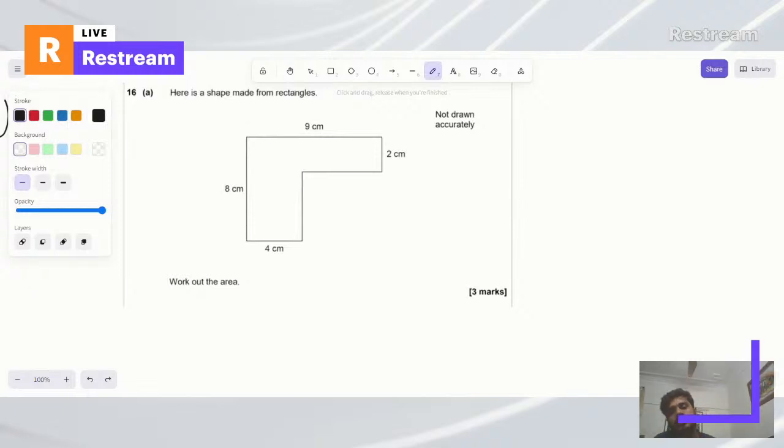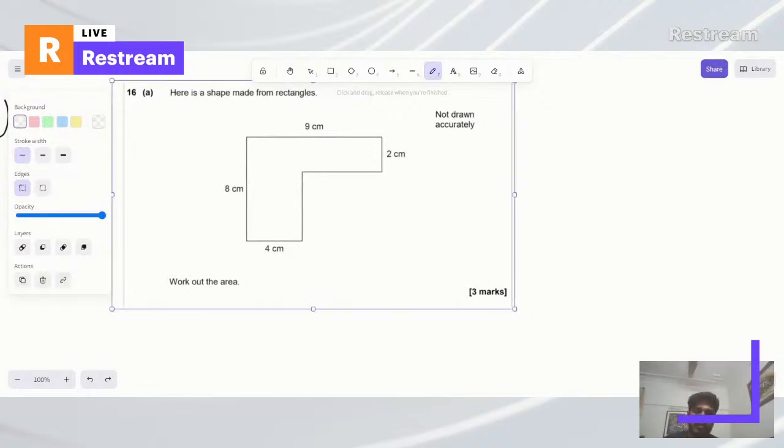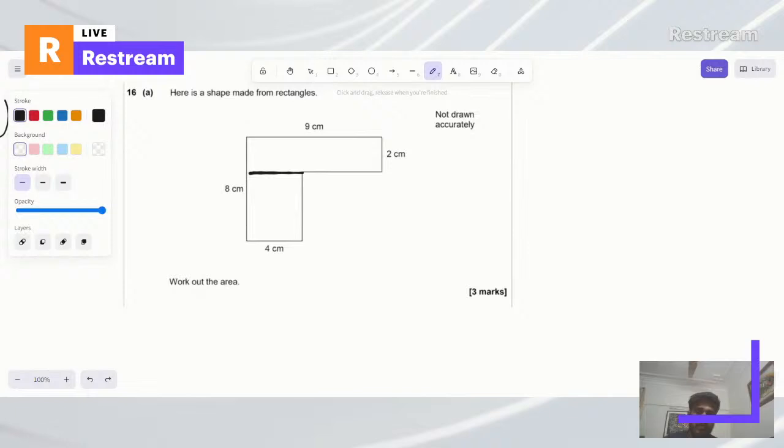All right, so let's say that we need to divide the shape into two parts, right? So this one becomes a rectangle, right? So now if this is a rectangle, its dimensions are 9 and 2. So let's find this area out. So area equals 9 times 2, which is 18. So this area is 18.